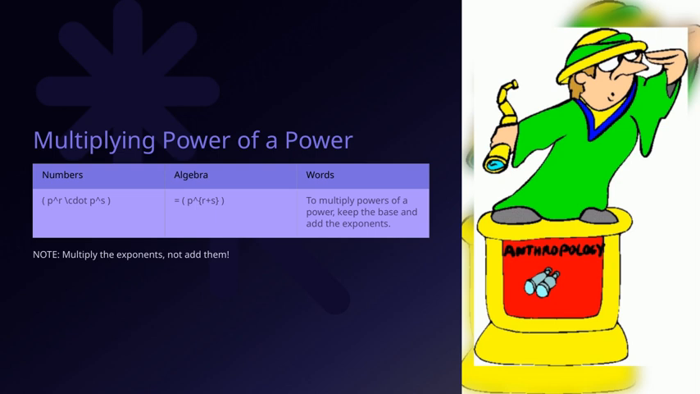And in words, we say, to multiply powers, keep the base and add the exponents. Now, here's an important note to remember. When you're multiplying powers with the same base, you do not multiply the exponents. Instead, you add them. That's a common mistake, so keep that in mind. Overall, this rule helps us simplify expressions quickly and makes working with exponents much more manageable. It's a fundamental concept that will come up again and again as we explore more algebraic operations.